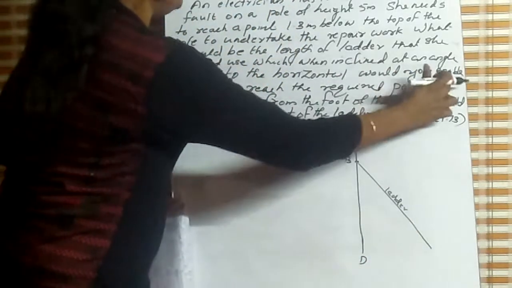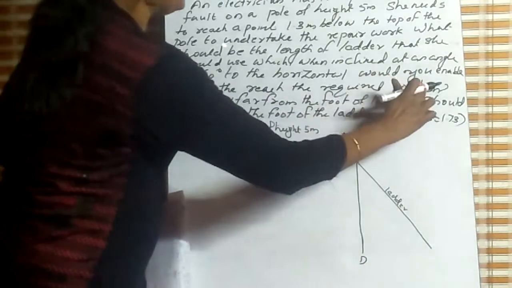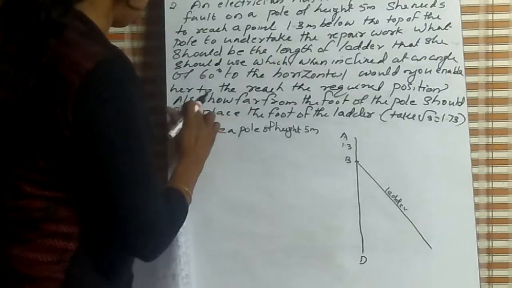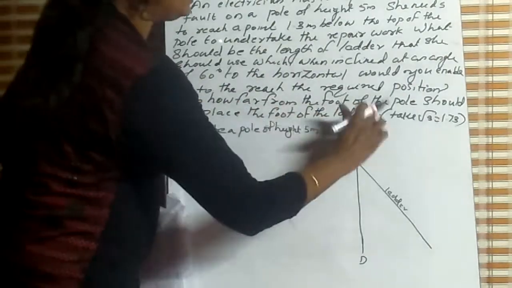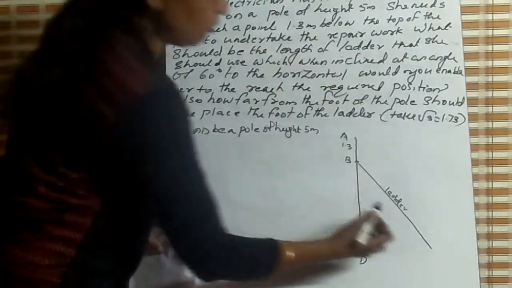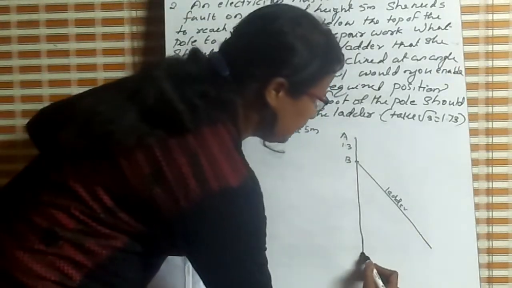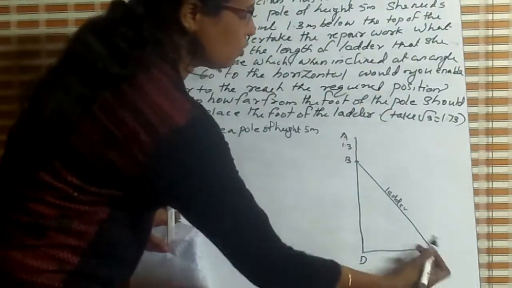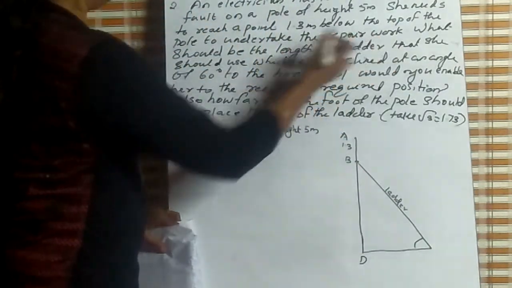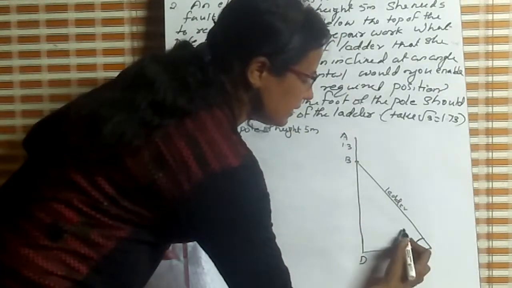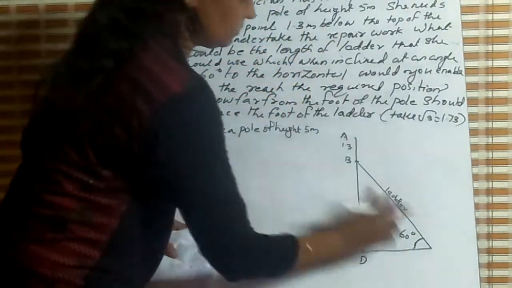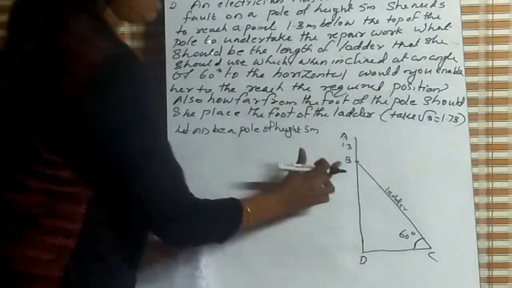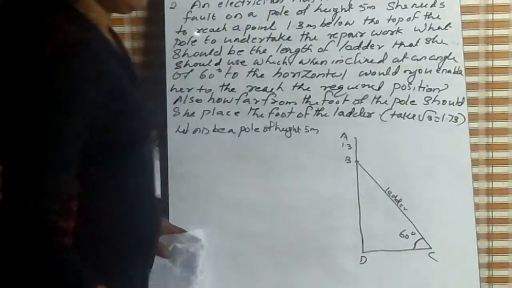Our question is, would this enable her to reach the required position? Also, how far from the foot of the pole should she place the foot of the ladder? Take root 3 is equal to 1.73. Here the ladder and horizontal make the given angle, which is 60 degree. This is the ladder and this point is C. We have to find BC and DC.